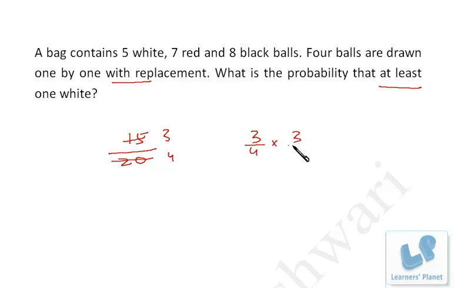The second time the same, the third time the same and the fourth time the same. Why? Because we are not drawing a white ball at all and every time we are drawing the ball we are putting it back, right? So in all, 3 by 4 raised to 4 is the probability when we are drawing 4 balls one by one with replacement and none of them is white.